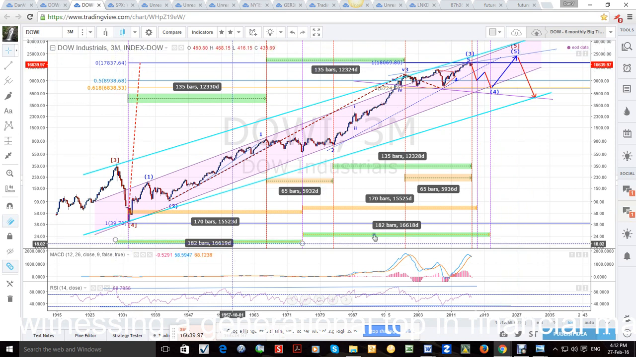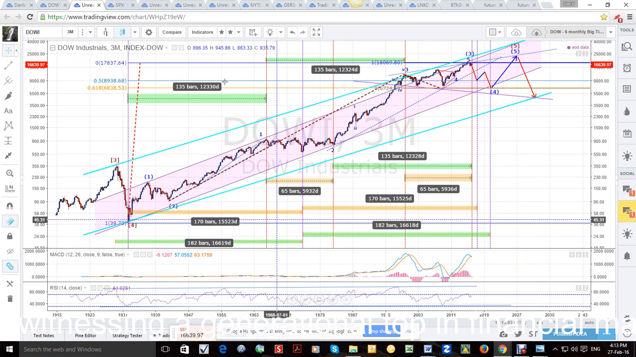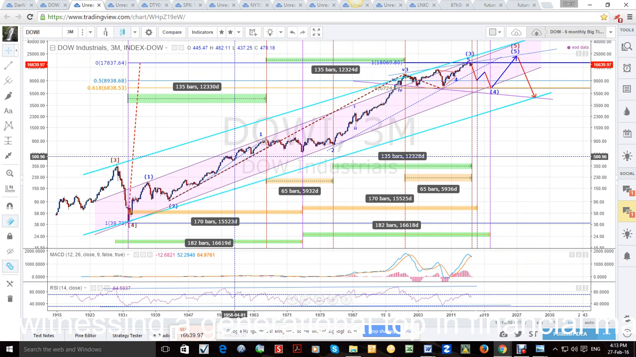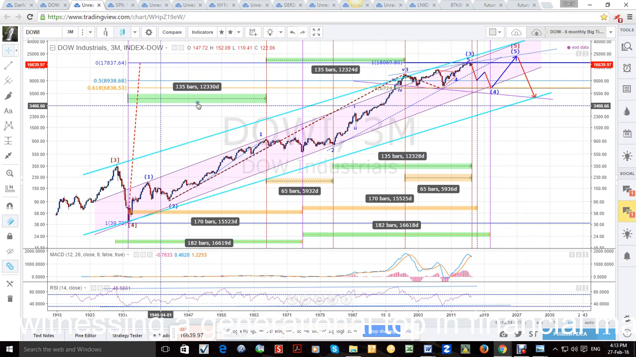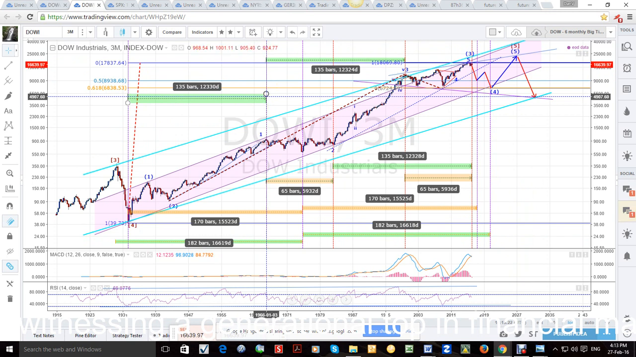If I may also explain some time symmetry here: if I measure from the low of this 1932 low and go up to this high, which is at 1966, 67, it's approximately 135 bars. Likewise, if I measure 135 bars exactly from there and extend it forward, it brings me into the vicinity of the 2000 top. So 135 bars seems to be significant, and it appears to divide the entire rise up to that 2000 into half.